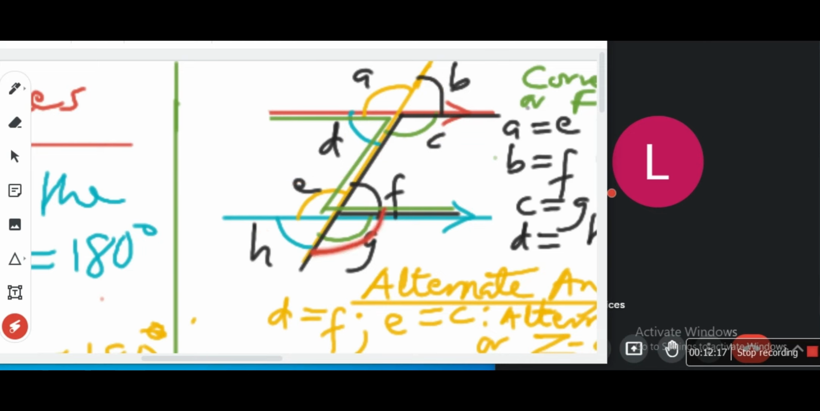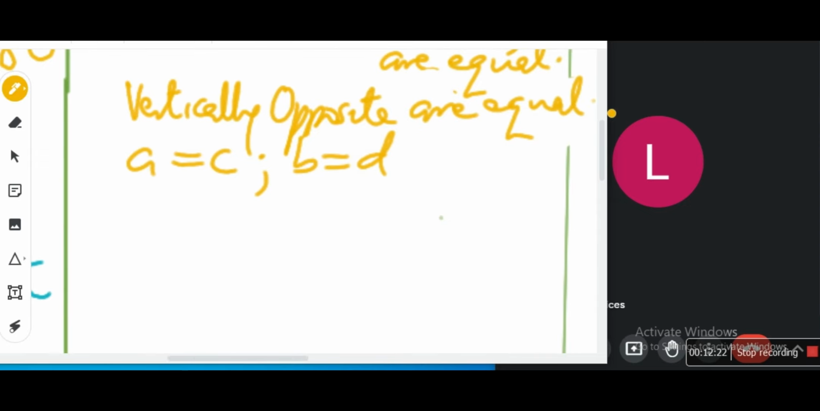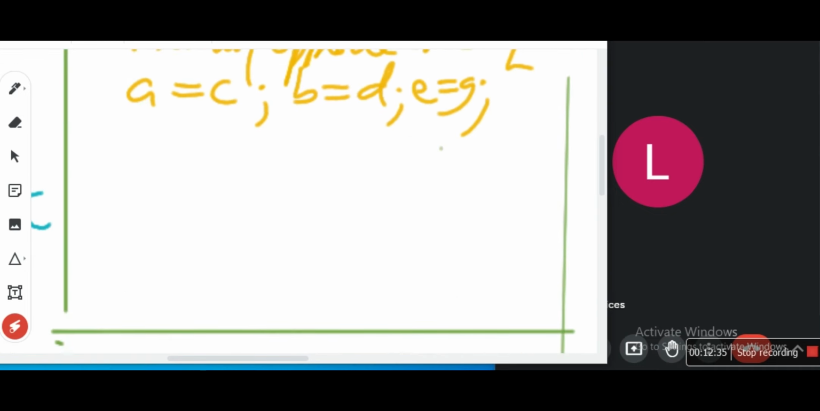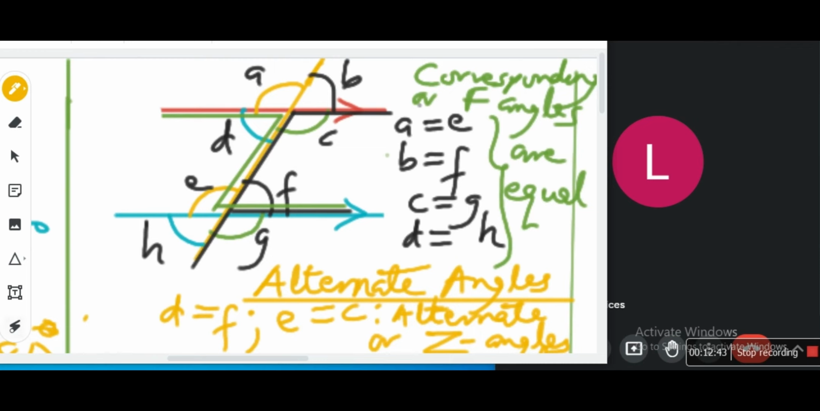E facing G. So E faces G. E is equal to G, and then H is equal to F. So we have it all now. E is equal to G, H equal to F, D is equal to B, A is equal to C, because they are all vertically opposite, or X angles.